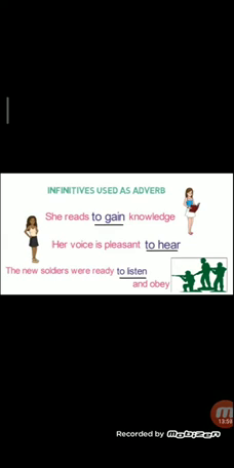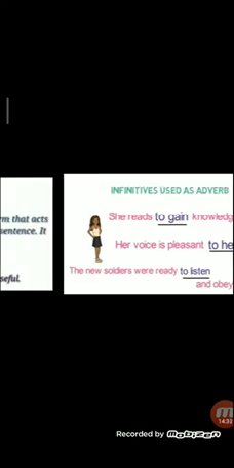Now it works as an adverb also. She reads to gain knowledge. She reads. Why? Adverb. Reason. To gain knowledge. अगर to मिला मतलब वो नॉन इन्फिनेटिव है. Her voice is pleasant to hear. How is her voice? Pleasant to hear. The new soldiers were ready to listen and obey. The new soldiers were ready for what? To listen and obey. तो to listen से आंसर मिलता है.